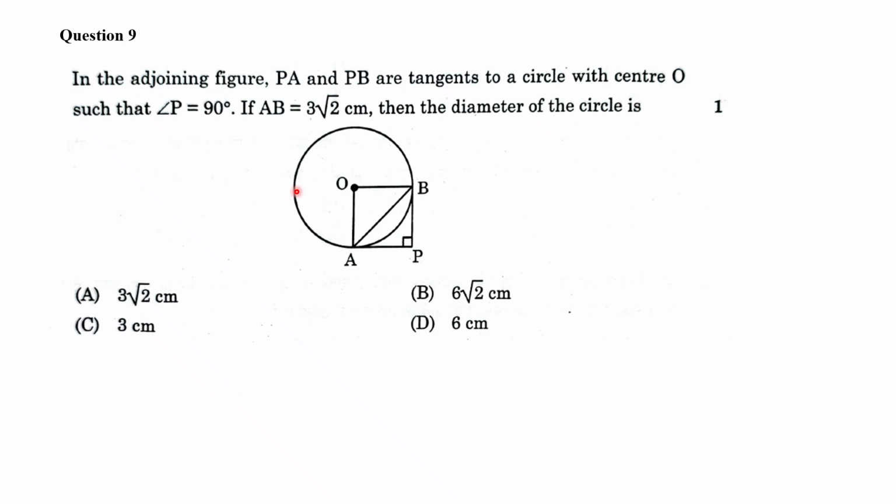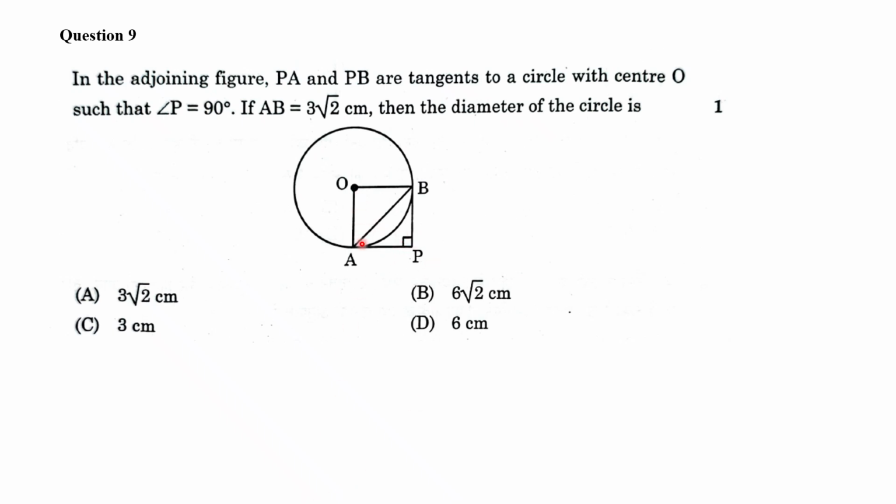In the adjoining figure, PA and PB are tangent to a circle with center O such that angle P is 90 degrees. If AB equals 3 root 2, then the diameter of the circle is? To find the diameter, first I should know the radius. PA and PB will be equal because both are tangents drawn from the same external point P. Moreover, it is already given that angle P is 90.